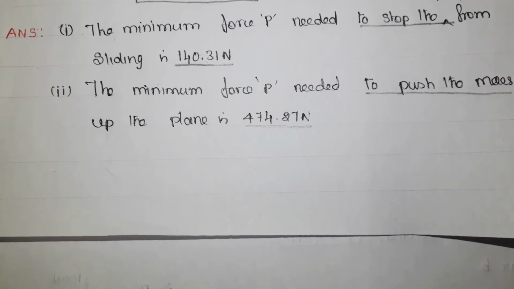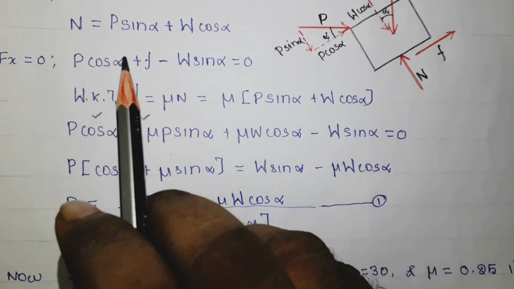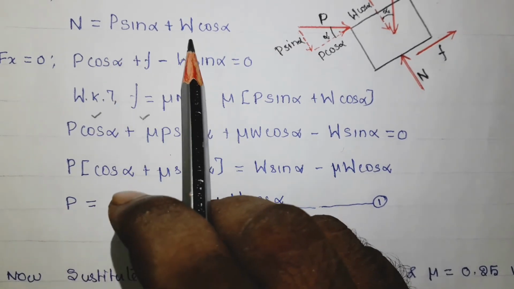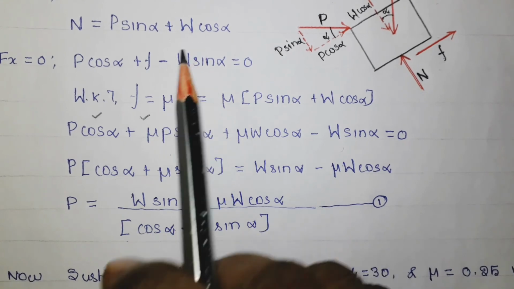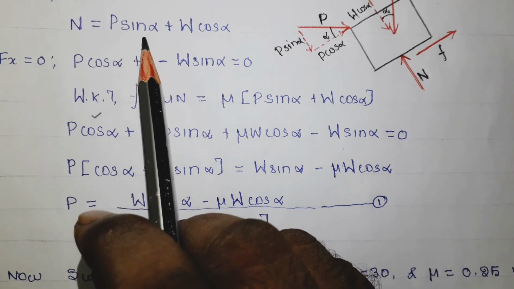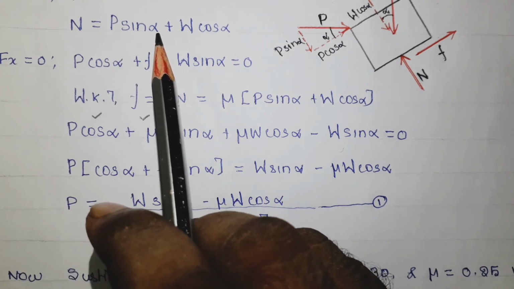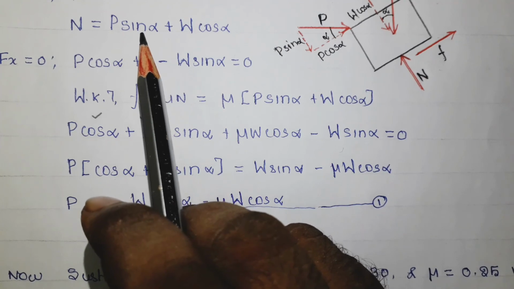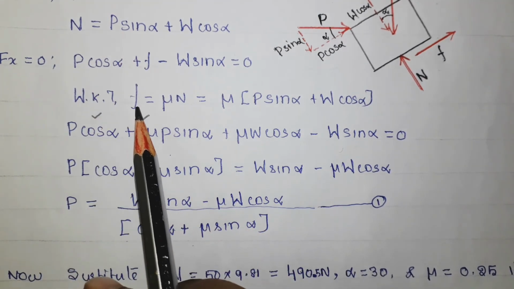Moreover, this friction force depends upon the normal reaction, and the normal reaction depends upon two factors: one is the applied force and the other is the weight. If you look at this equation, P sin alpha, if alpha is 0, then this term will get cancelled. In that way the normal reaction will be reduced and the friction force will also be reduced.